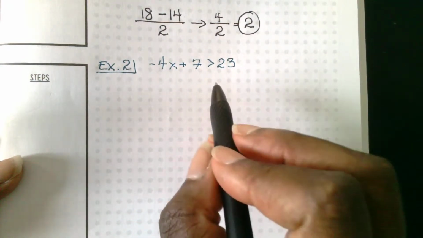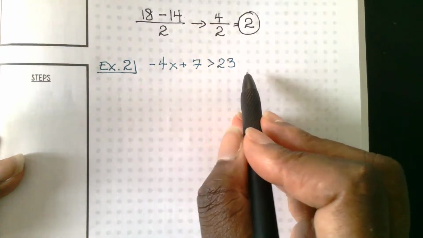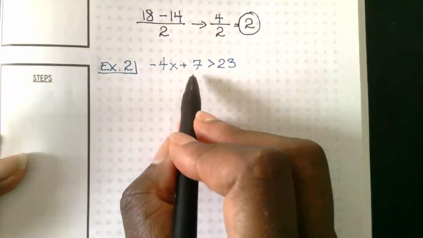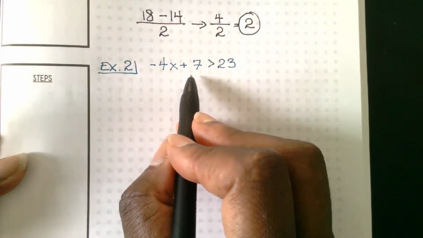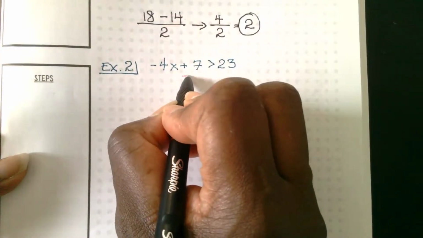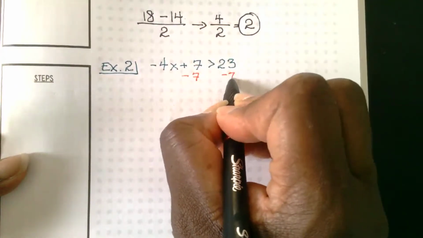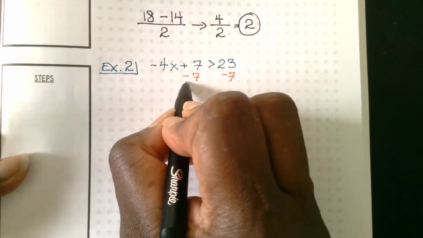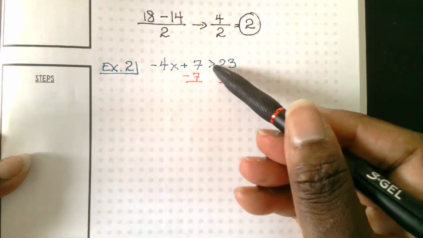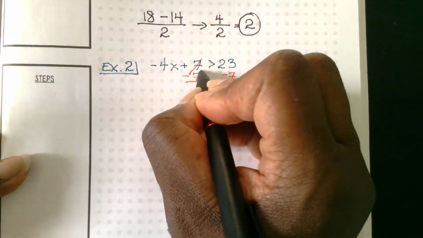In order for me to move things from one side to the other side of an equation or inequality, in this case, we have to do what's called the inverse. The inverse of positive is going to be negative, so we're actually going to subtract 7 on both sides. When we do that, we have a positive 7 minus 7, so that gives me a 0.